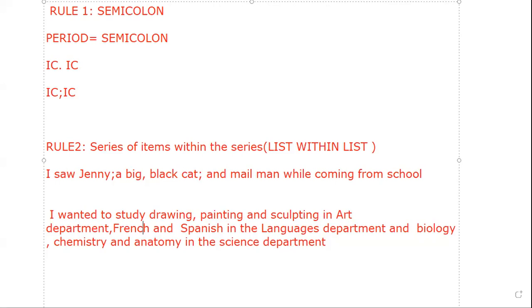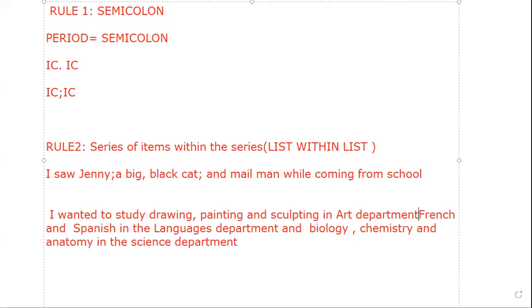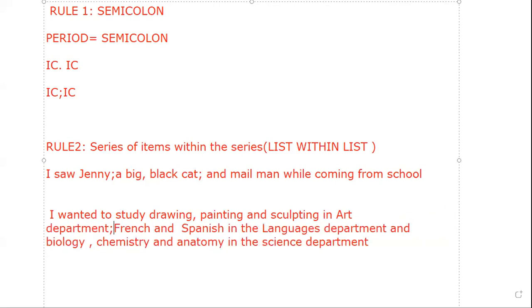For a reader, this becomes pretty confusing, right? There's no clarity in your list of items. So I wanted to study drawing, painting, and sculpting in the art department. There you go. Plugging in your semicolon, French and Spanish in the language department, and again you can plug in a semicolon, and biology, chemistry, and anatomy in the science department. So this gives a very clear-cut picture of how to separate a list within a list, a series of items.